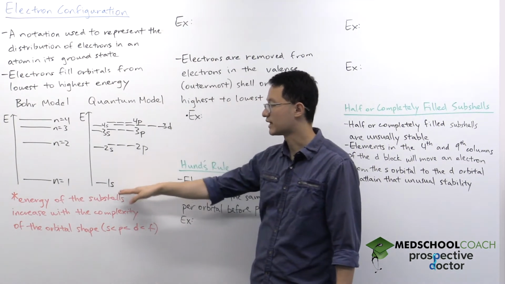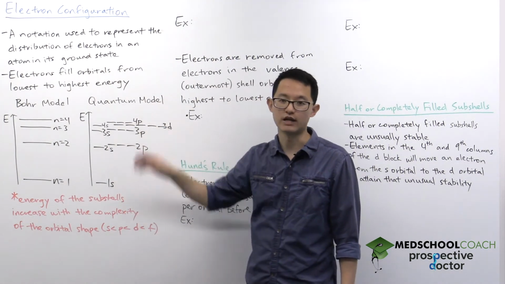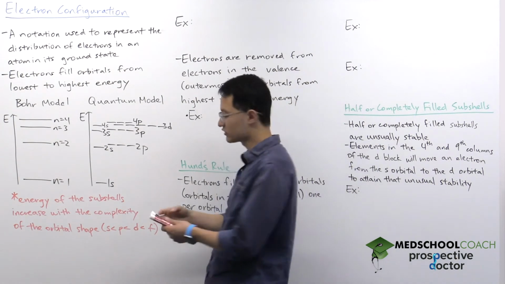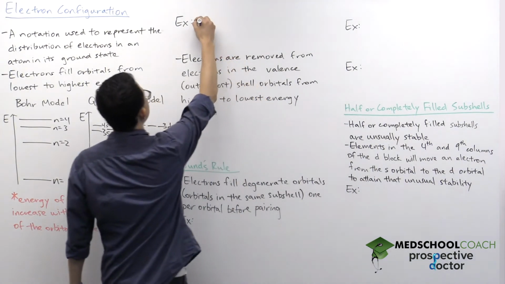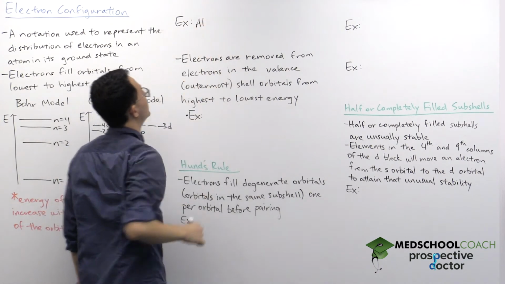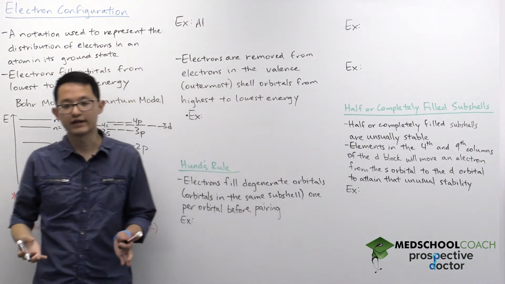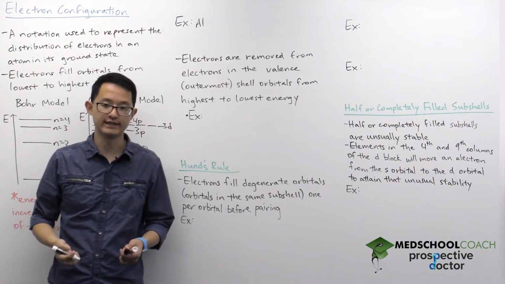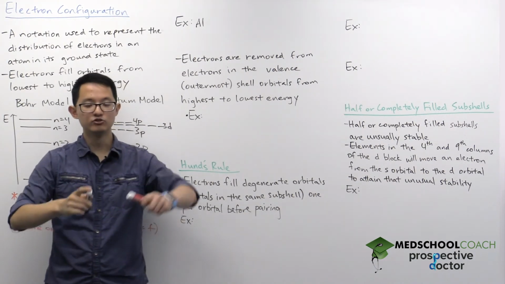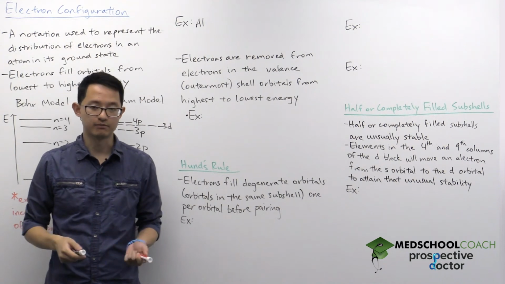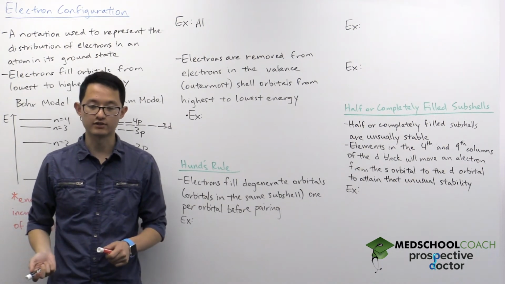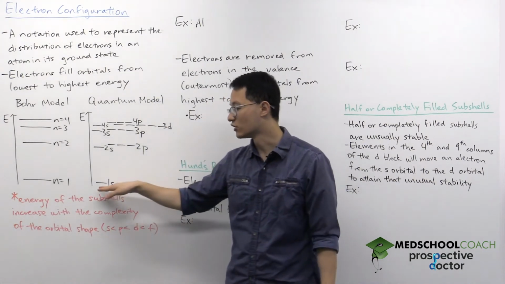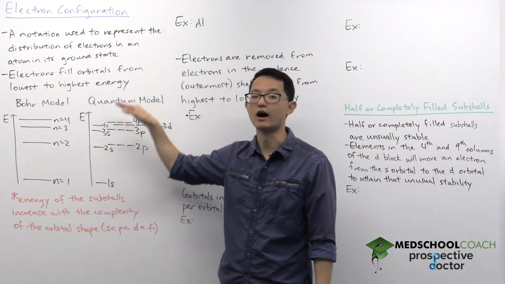So this order that I drew out is the exact same order that we would follow for writing out the electron configuration. So for instance, let's take a look at an example with aluminum. When you're taking a look at aluminum, you can see in the periodic table that it has an atomic number of 13. That means that neutral aluminum atoms have 13 protons and also 13 electrons. So we would want to take the 13 electrons and fill them from lowest energy orbital up.